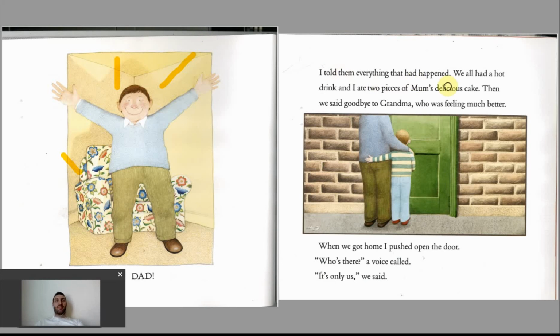I told them everything that had happened. We all had a hot drink and I ate two pieces of Mum's delicious cake. Then we said goodbye to Grandma, who was feeling much better. When we got home, I pushed open the door. "Who's there?" a voice called. "It's only us," we said.